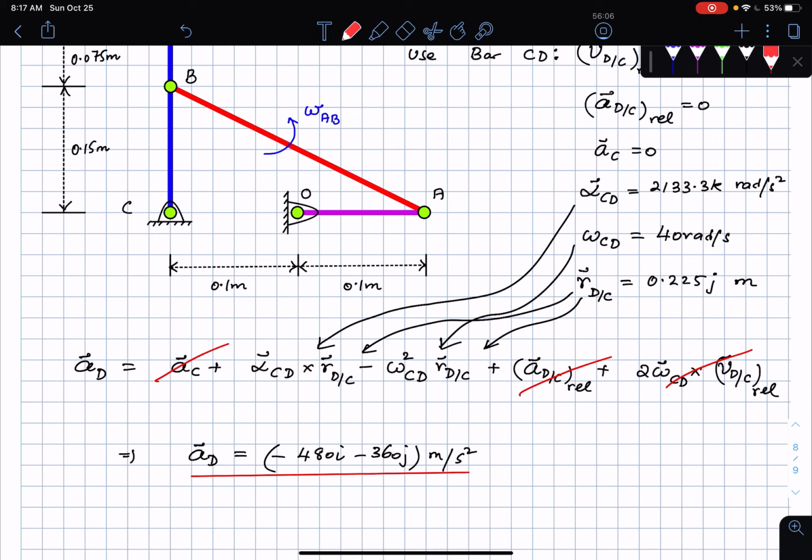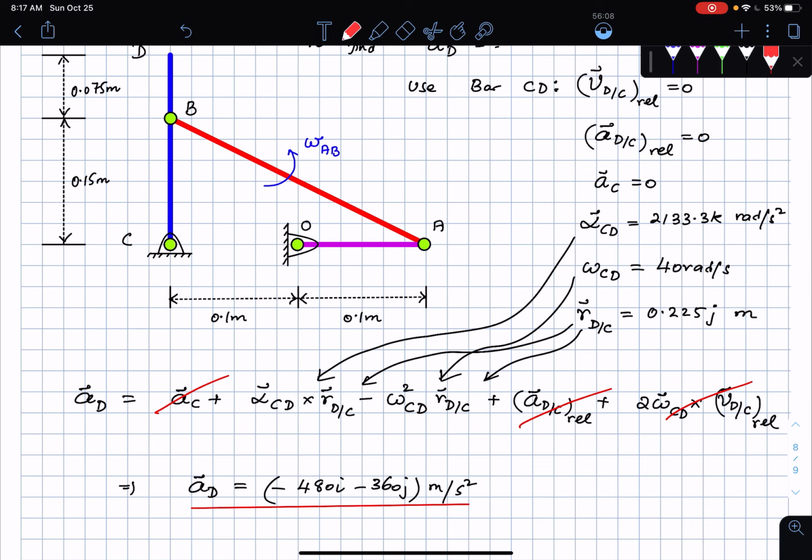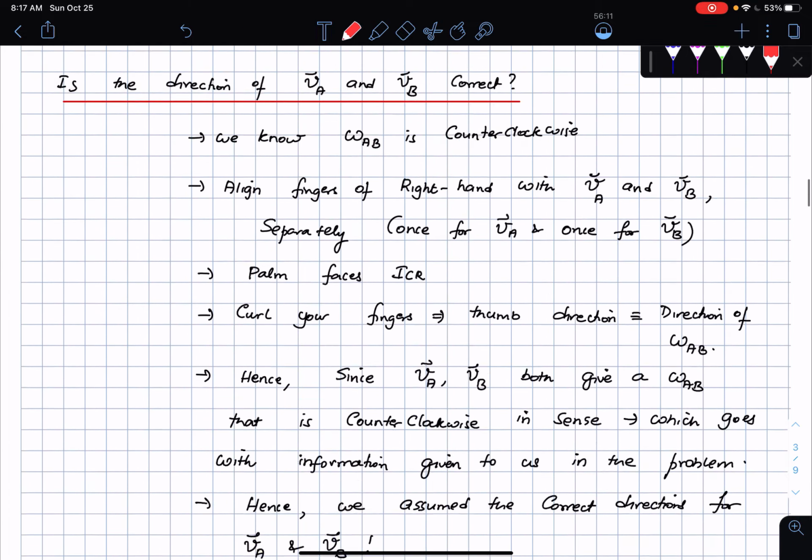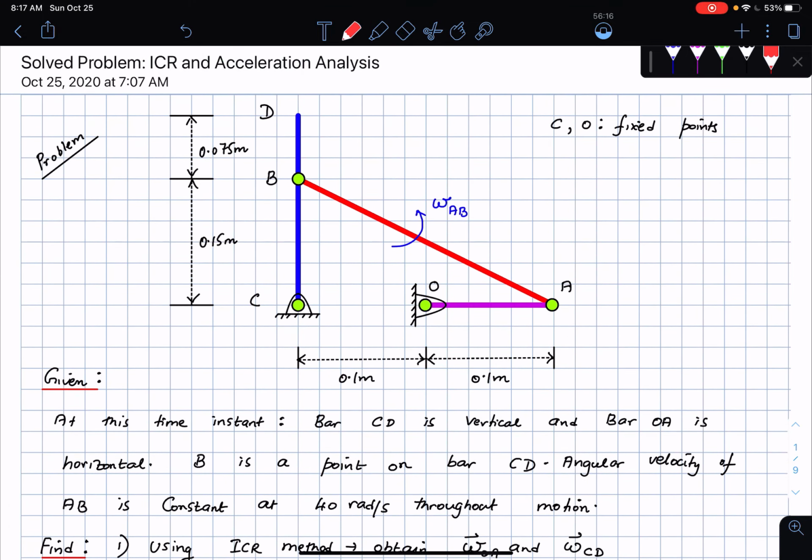So that was what I wanted to add on to the end of the problem. Now a very quick recap of what we have done. We started off with this figure, where at that instant in time the bar CD is vertical and the bar OA is horizontal, and I was asked to perform an ICR analysis to find the angular velocities, which means I'm not going to use the vector equations for velocity analysis.